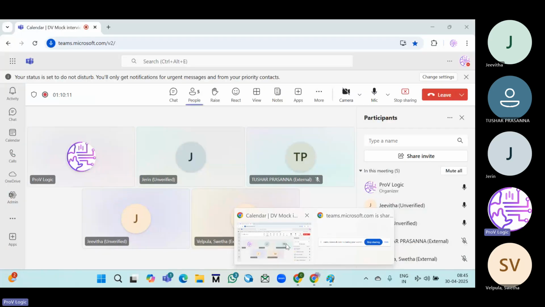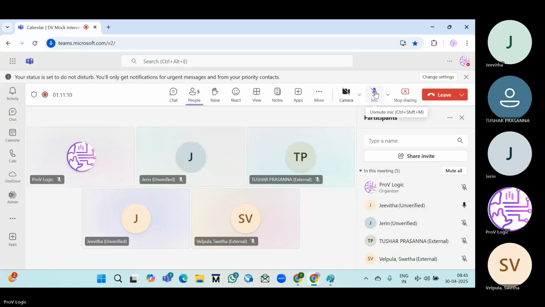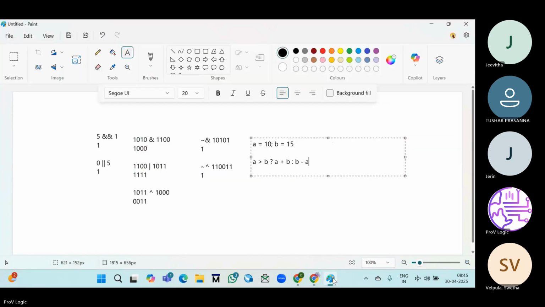What is the output for this? 5. Okay, can you explain? Yeah, A is greater than B. It's false. So B minus A will execute. Okay, so 10 minus 5, 5. Okay.